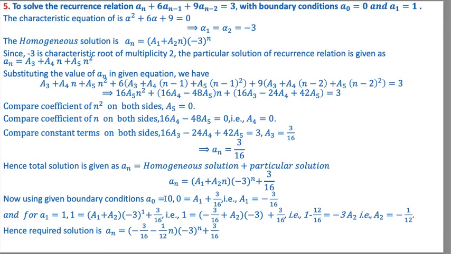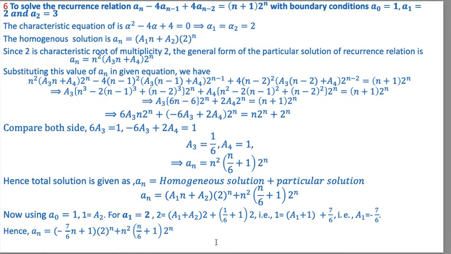For n equal to 1, we have a1 is 1: a1 plus a2 into minus 3 raised to 1 plus 3 upon 16. Now substitute the value of a1, minus 3 upon 16. 1 equal to minus 3 upon 16 plus a2 into minus 3 plus 3 upon 16. On simplification, we get 1 minus 12 upon 16 is equal to minus 3a2. Means a2 is equal to minus 1 upon 12. Hence the required solution is minus 3 upon 16 minus 1 upon 12 n into minus 3 raised to n plus 3 upon 16.